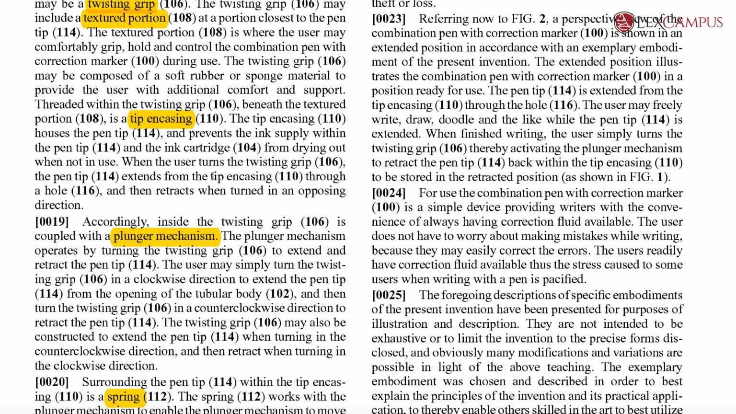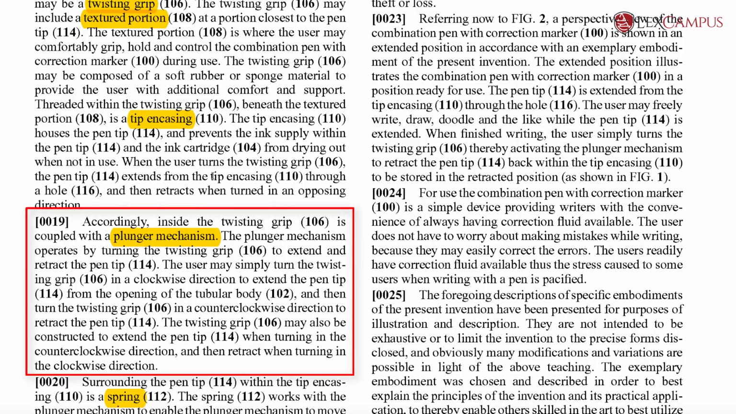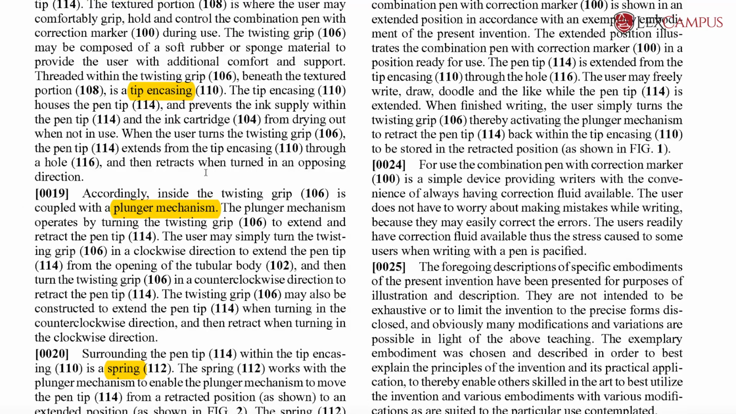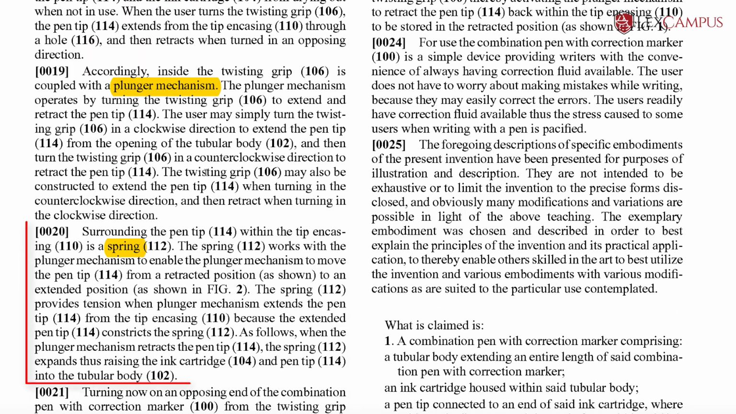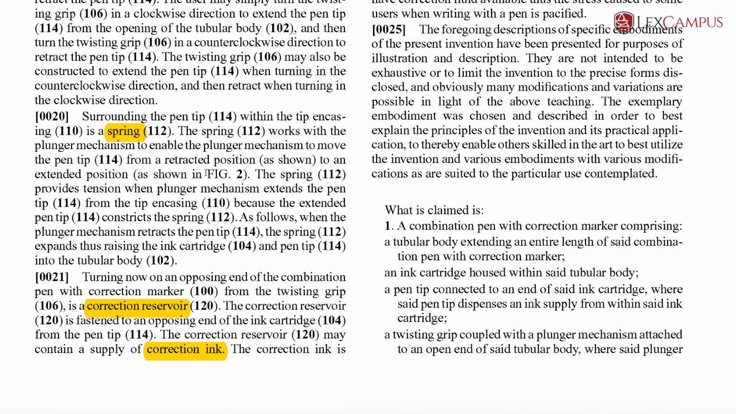Down in para 19, accordingly inside the twisting grip is coupled a plunger mechanism. So the plunger mechanism operates by turning the twisting grip. This is different from the need to have a cap, which was recited in the prior art. The prior art had a cap, whereas here you have a twisting mechanism by which the tip can get inside the body of the pen. Para 20, surrounding the pen tip with the tip encasing is a spring. A spring is recited, and how the spring works is also detailed there.